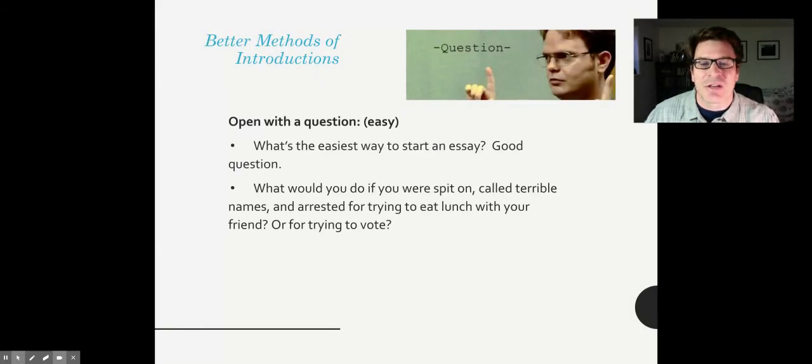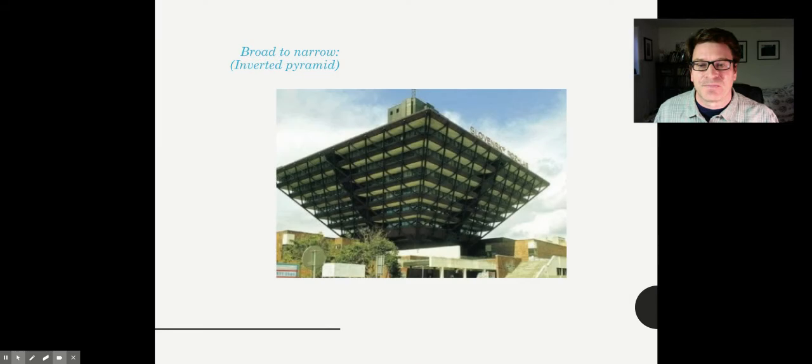Start instead with something like a question. When you ask a question, this is an easy one, by the way, to do if you're struggling for something. It can be overdone. In fact, most times for Essay 1, people overuse this style. But if you have a really good question, it doesn't matter if it's overused. What would you do if you were spit on, called terrible names, and arrested for trying to eat lunch with your friend or for trying to vote? Now that grabs our attention right away because the reader wants to answer that and puts themselves in that situation.